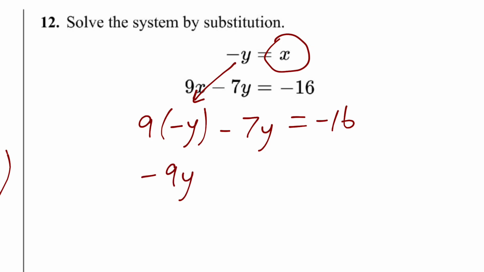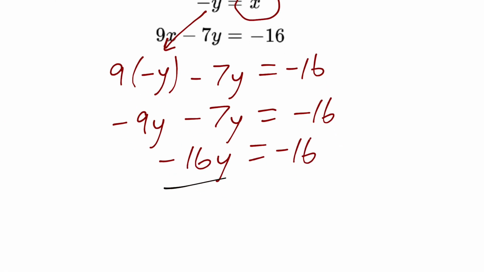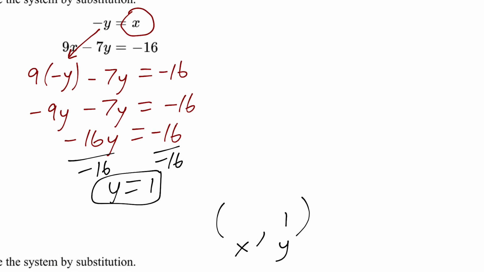So we have negative 9y after I multiply, minus 7y is equal to negative 16. Combine like terms, I have negative 16y is equal to negative 16. Divide by whatever's in front of the letter, and I have y is equal to 1. Half of my answer is there. Notice for this one, the 1 goes as the second number, not the first one, because I write this as x comma y. All of the other ones, it was in the other order, so be careful when you're doing that step.